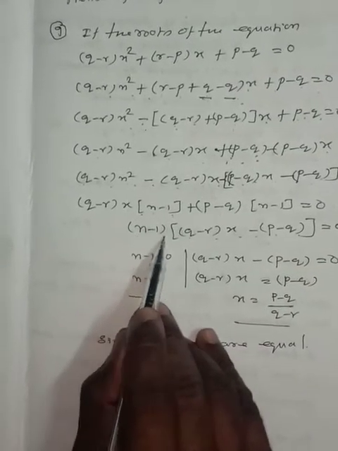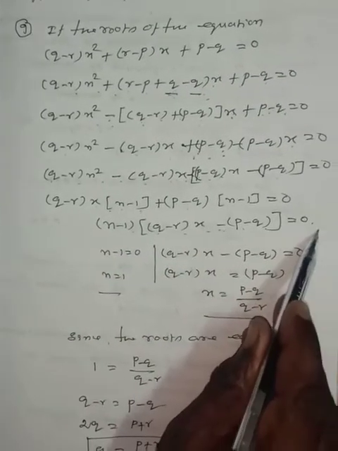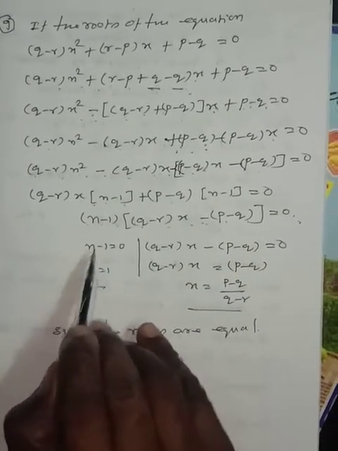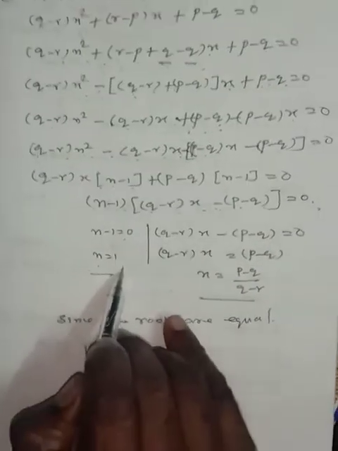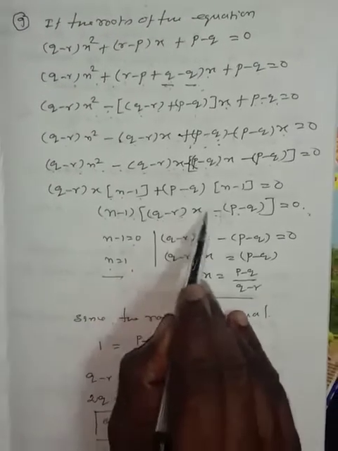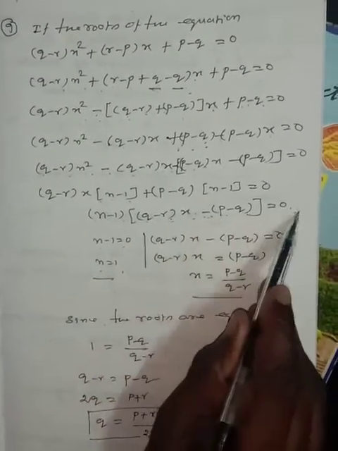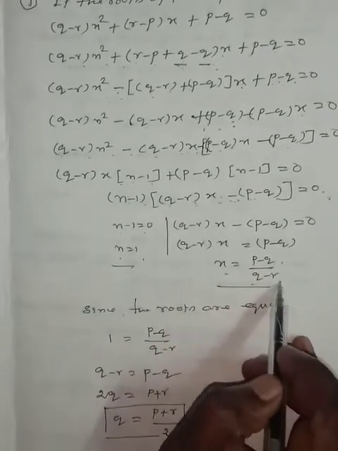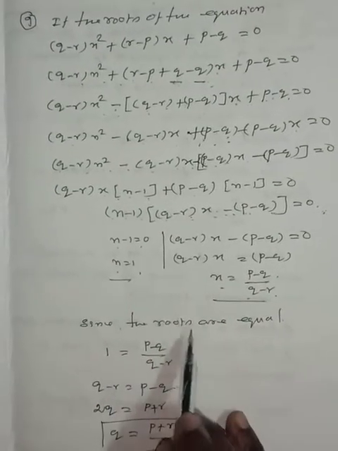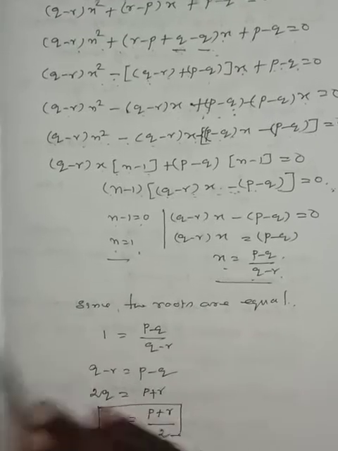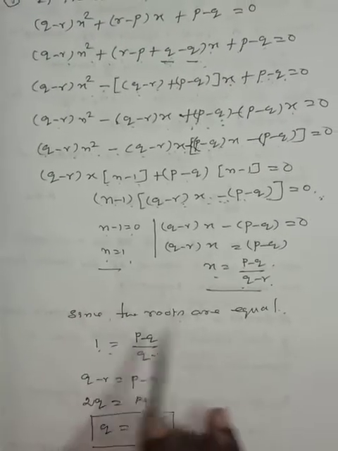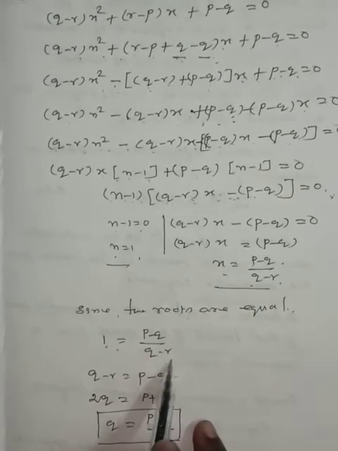Here a into b is equal to 0, a is equal to 0 and b is equal to 0. X minus 1 is equal to 0 means x is equal to positive 1. (Q minus r) of x minus (p minus q) is equal to 0 means x is equal to (p minus q) divided by (q minus r). Since the roots are equal, already given, therefore 1 is equal to first root is equal to second root, (p minus q) divided by (q minus r).